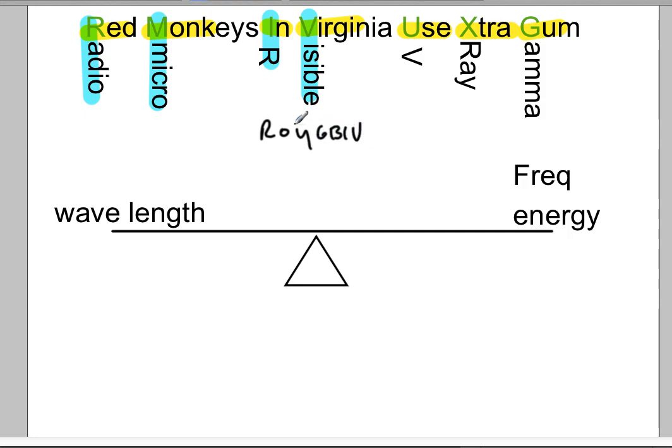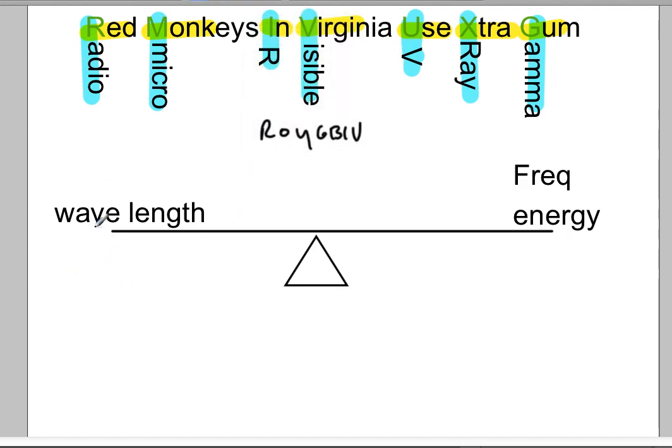Those are the colors of visible light, starting with red, then orange, yellow, green, blue, indigo, and violet. And then we have UV. UV comes next on the list, then X-ray, and gamma. Well, this is called the teeter-totter of light. That's what I call it.